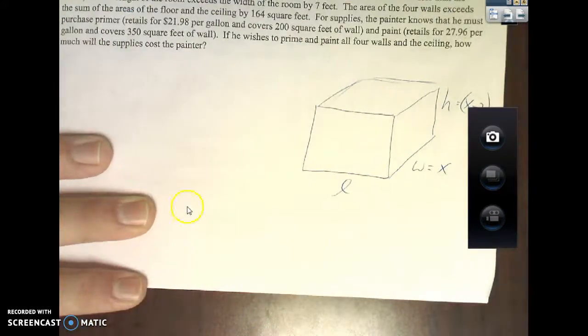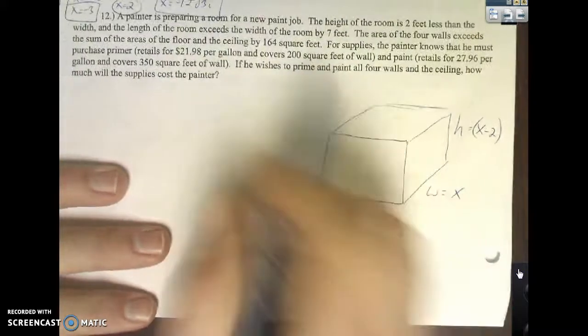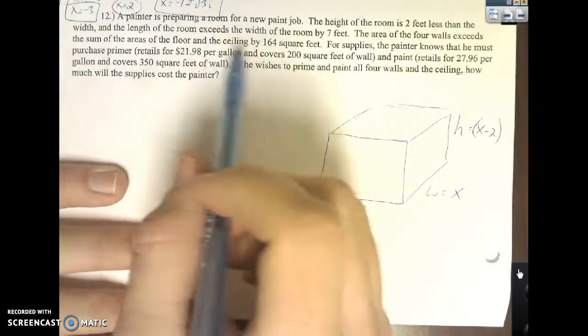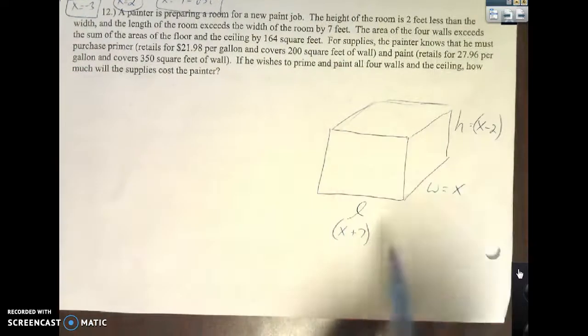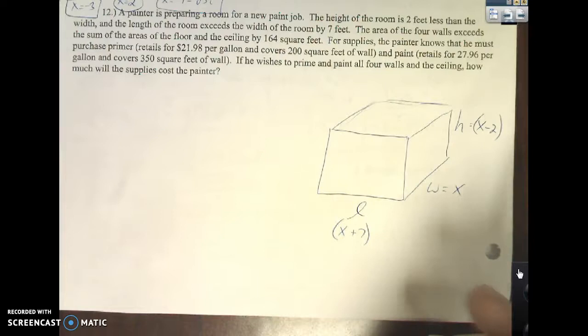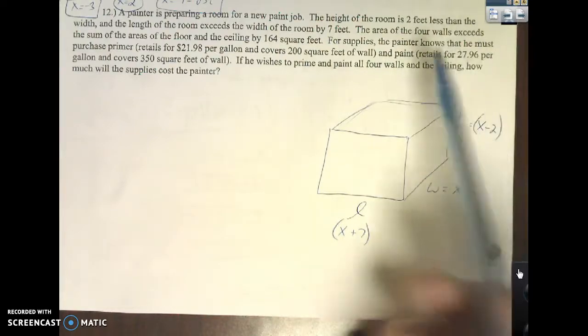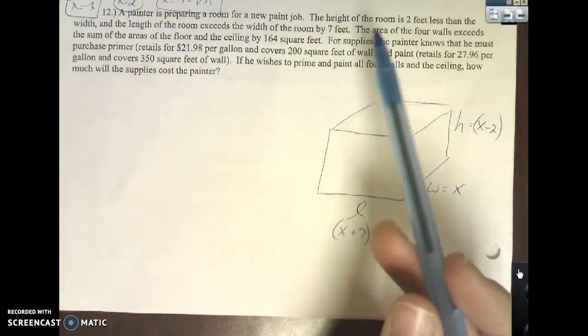Sorry, there's that box in the way. And then it says the length of the room exceeds the width of the room by 7 feet, x plus 7. I genuinely think every single one of you can do that. All you've got to do is read directions. If it says less than, it's minus. Exceeds is plus. The tricky part's right here.